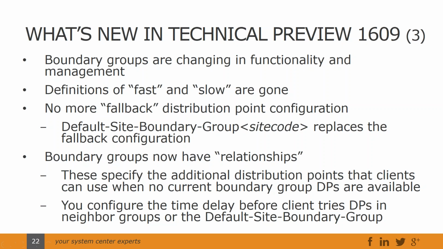What replaces this functionality in your boundary group scenario now is something called relationships. So you're going to configure relationships between your boundary groups and how quickly a client from one boundary group can fall back to DPs in another boundary group to gain access to content if they can't find that content on a distribution point in their own boundary group. So you have what's called a current boundary group and you have what's called neighboring boundary groups. There's also the concept of a default site boundary group, which kind of replaces that fallback configuration as a, hey, if you can't find it anyplace else, come back to me and I may have the content for you.